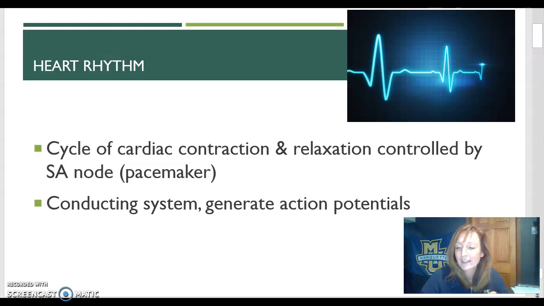So we know that the EKG or the ECG is the electrical rhythm of the heart. The P wave is contraction of the atria, the QRS is right before the contraction of the ventricles, and the T wave is relaxation of those ventricles.